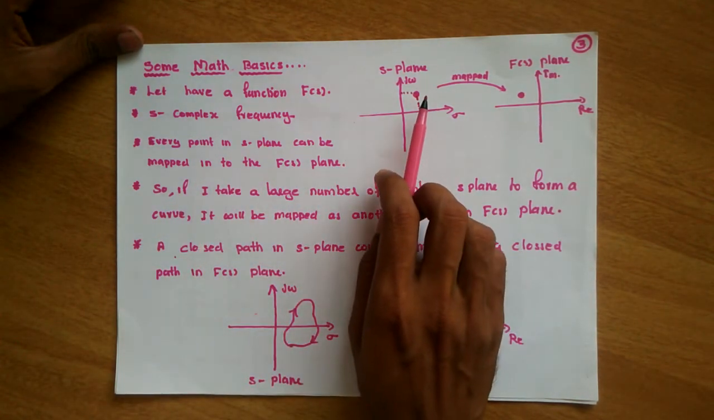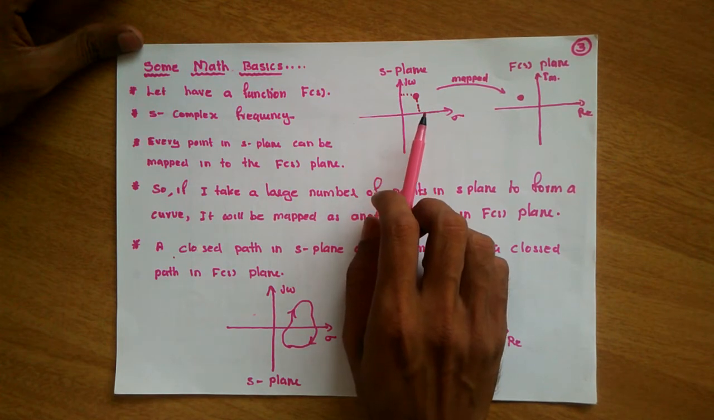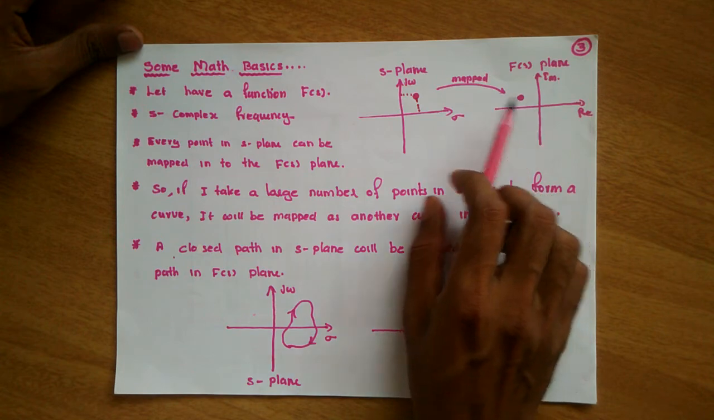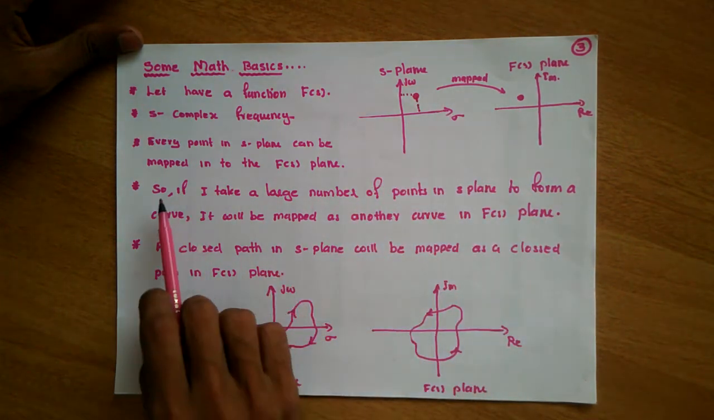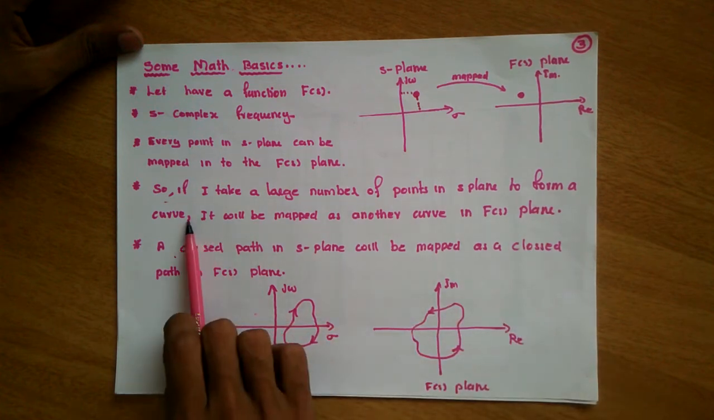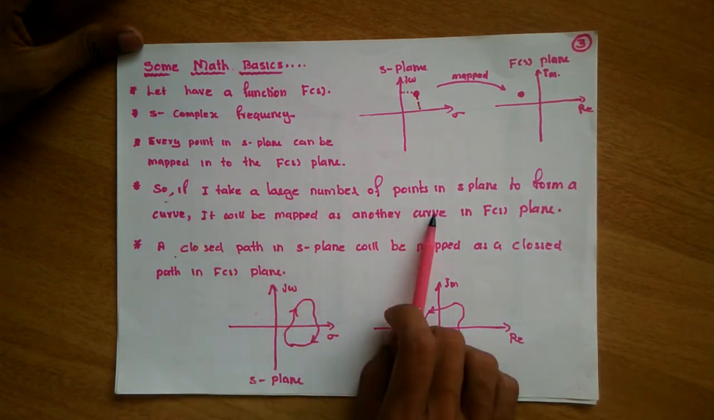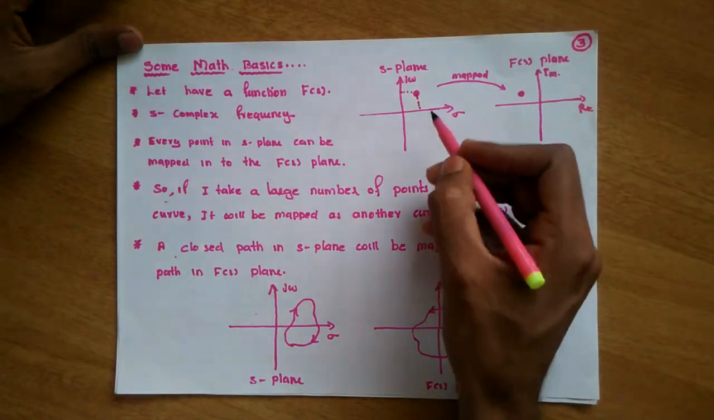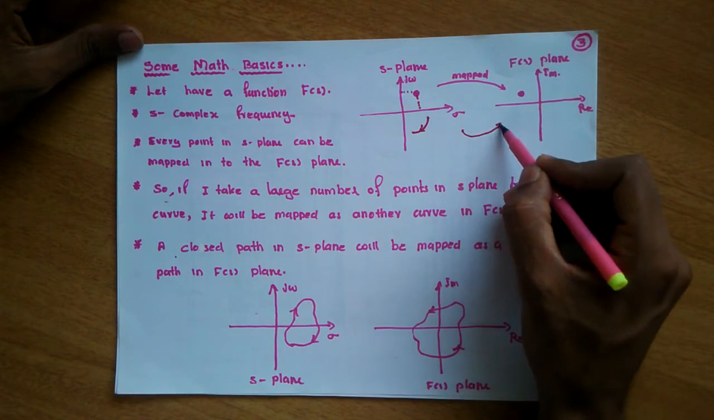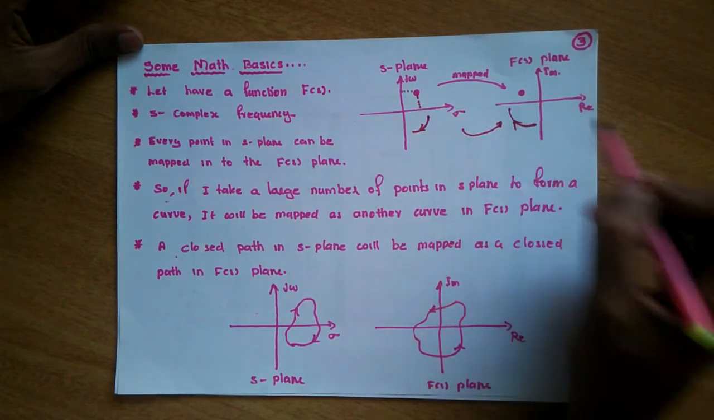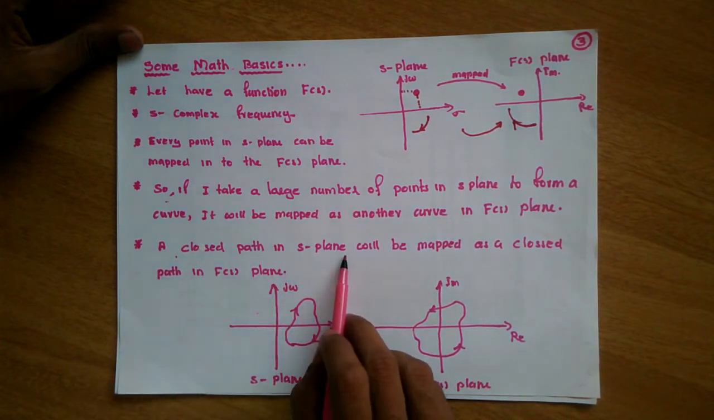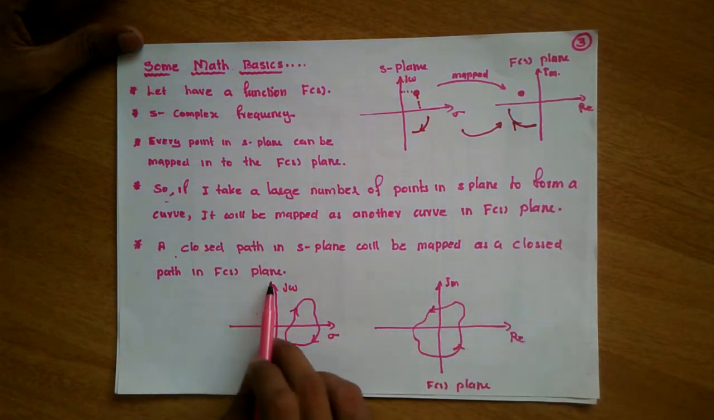So whichever value of s I take on the s plane, I will be getting corresponding value in the f of s plane. So if I take large number of points in the s plane to form a curve, it will be mapped as another curve in the f of s plane. And if I take a closed path in the s plane, it will be mapped as a closed path in the f of s plane.